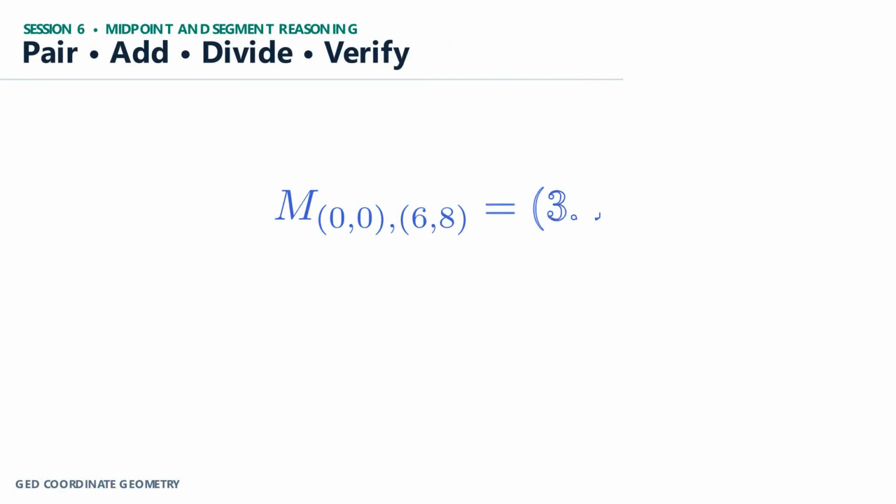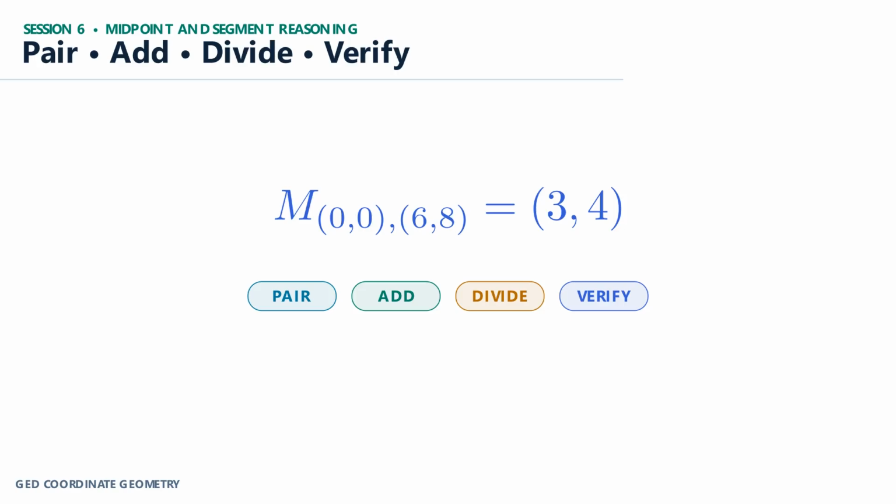Use this routine. Pair the x values, pair the y values, add, divide both sums by 2, and verify equal changes. Final check. The midpoint of (0, 0) and (6, 8) is (3, 4). Avoid the classic error of stopping at (6, 8) after adding. A midpoint requires averaging. Next, we will use slopes to classify parallel and perpendicular lines.